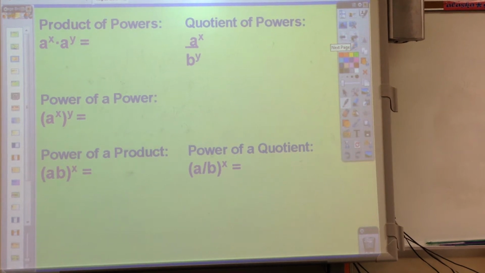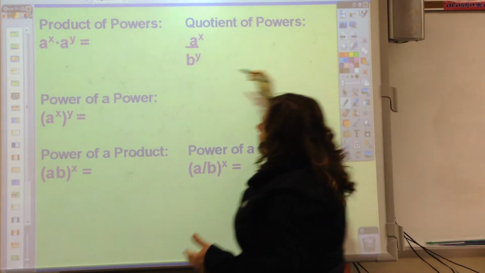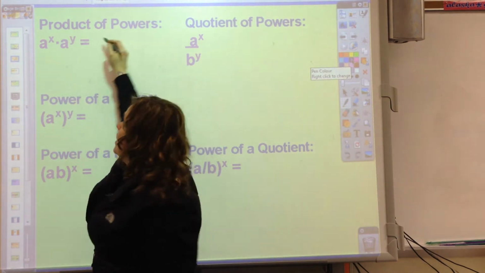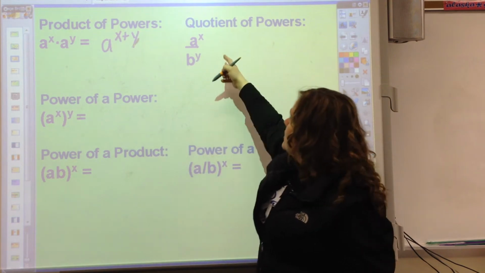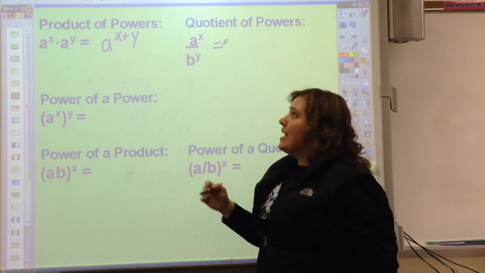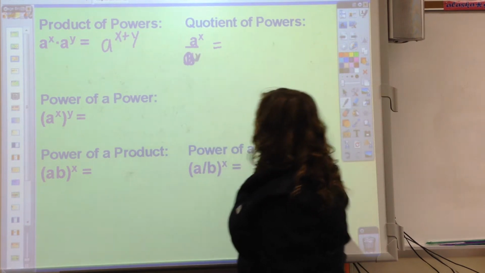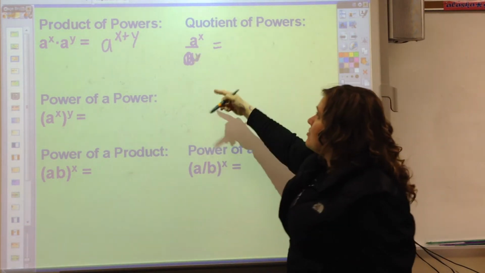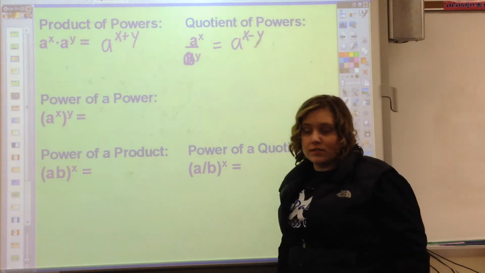Gentlemen, this is section 7.2 and 7.3 of Mrs. Quinn's geometry class. And today I'm going to start you off with some formulas. For the product of a power, if I know my bases are the same and I'm multiplying, I can add my exponents. And for a quotient of a power, if my bases are the same, sorry, I need to change this to an A. Only works if your bases are the same. If my bases are the same, I keep the base and subtract my exponents.